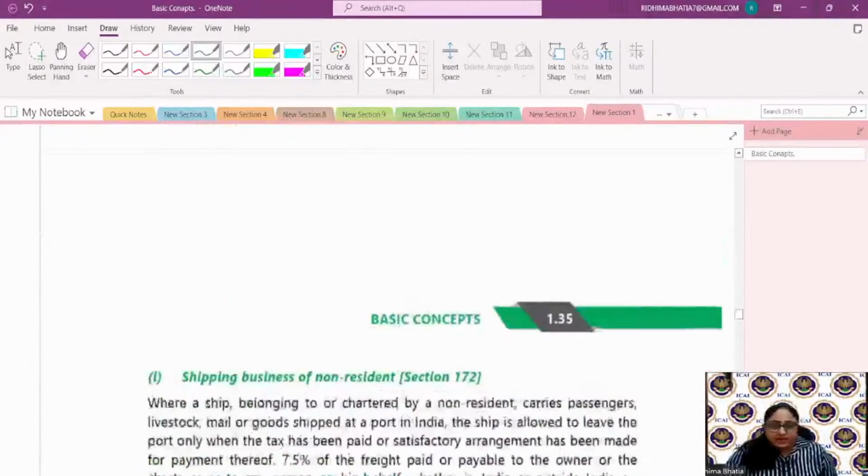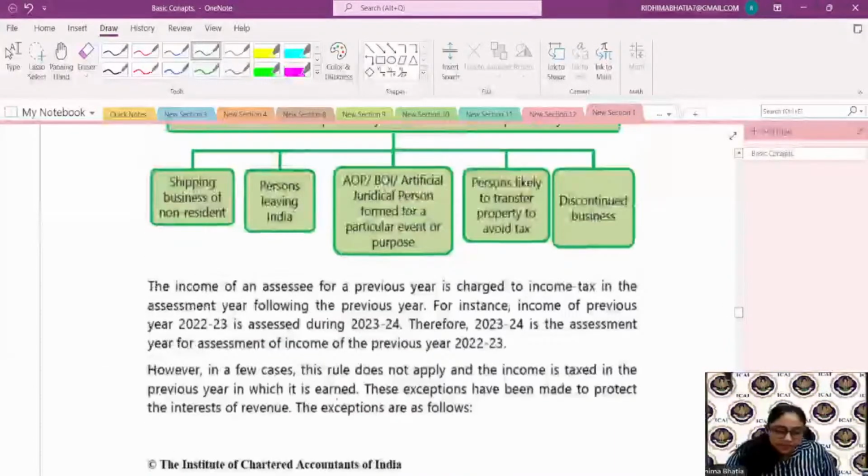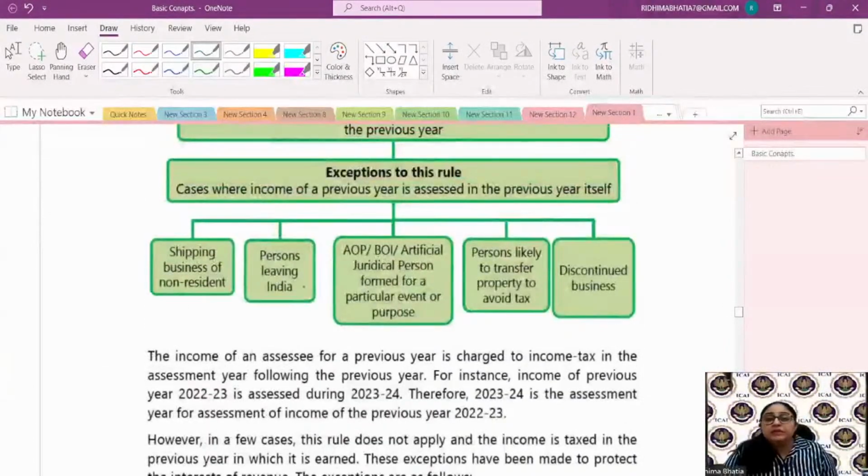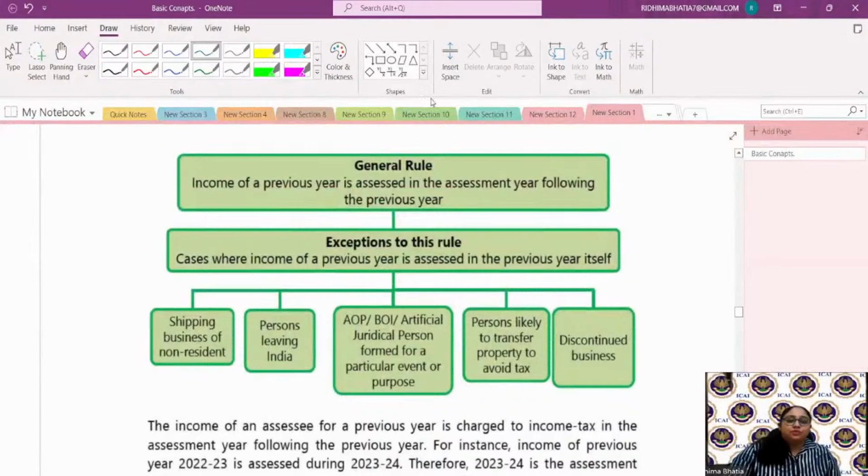So I was talking about the general rule where the previous year income gets taxed in the assessment year, right? This is a general rule. But there are certain exceptions where the previous year income would be taxed in the previous year itself. There are 5 exceptions where the previous year income would be taxed in the previous year itself. One is the shipping business of a non-resident. What is the shipping business of a non-resident?